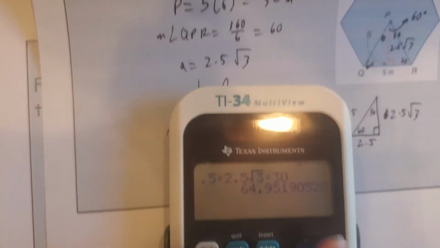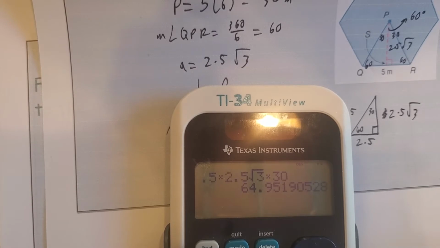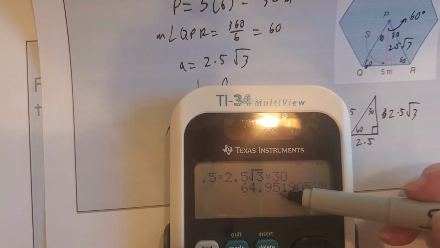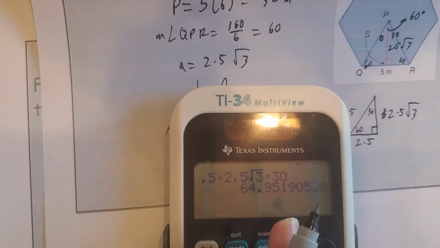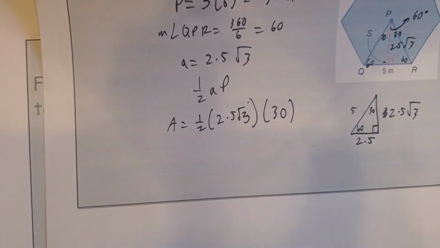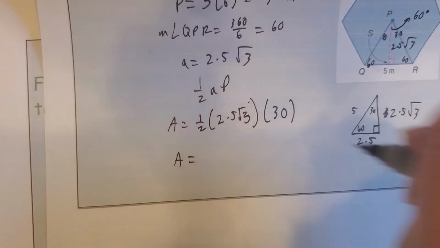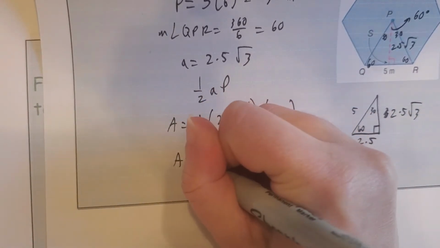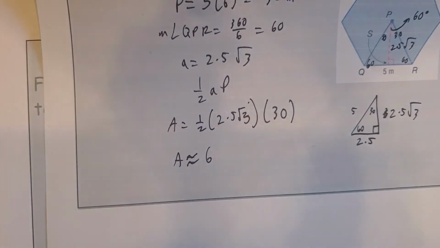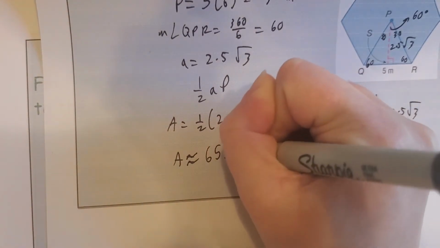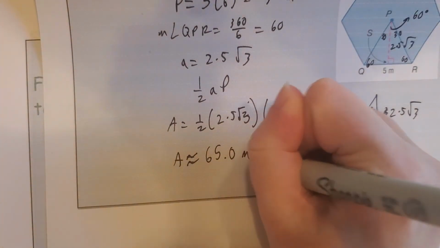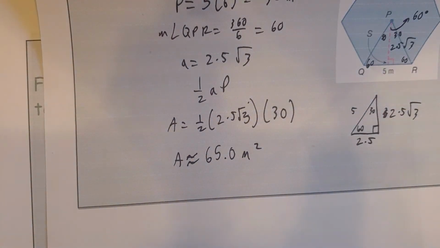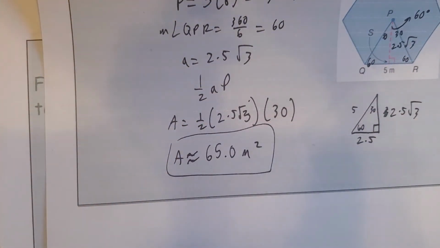So we get that mess. We're going to round to the nearest tenth. The 5 pushes the 9 up to the 0, which pushes the 4 up to the 5. So in short, the area of the hexagon is approximately 65.0, or 65. What are the units? Meters squared. Okay? Let's do another one.